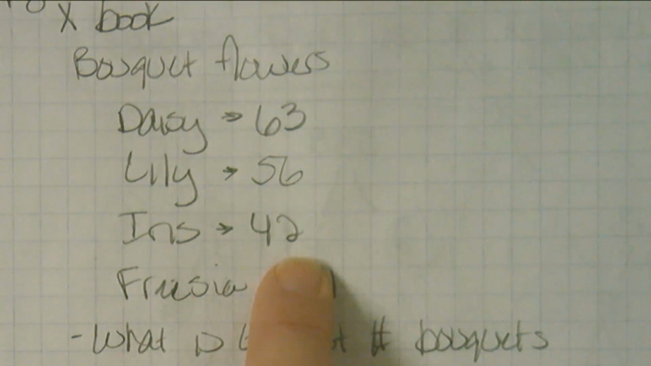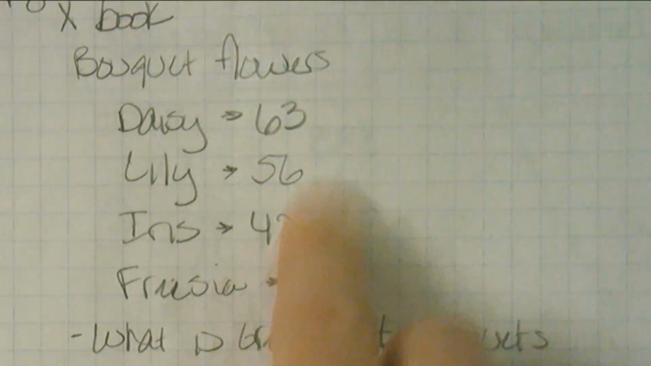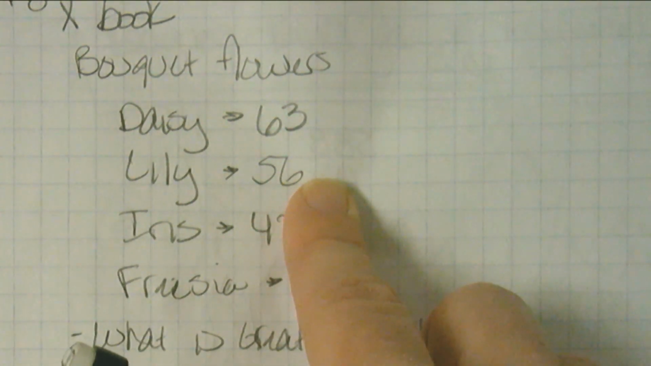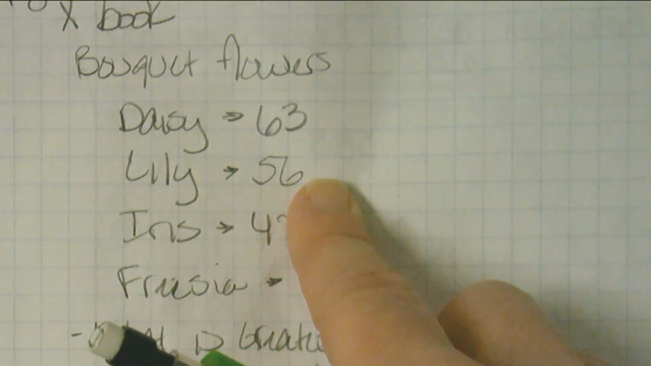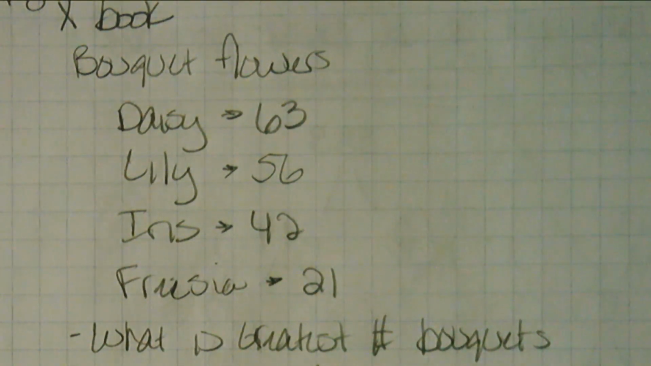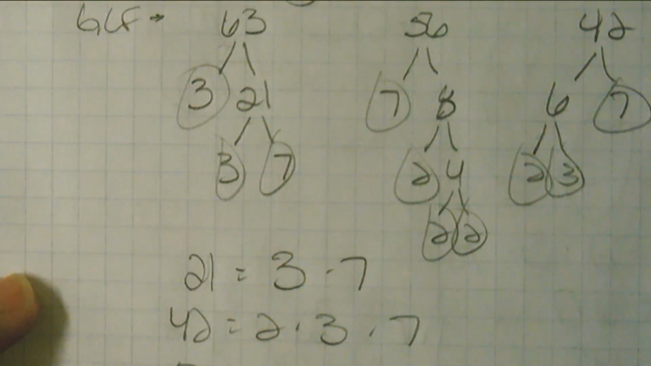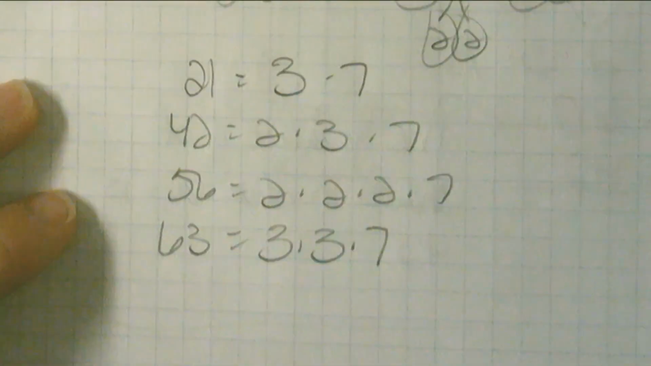All right, how about 42? What's your final prime factorization for 42? Angela? So 2 times 3 times 7, right? Okay. How about for 56? What's the final prime factorization for 56? Alex? Excellent. 2 times 2 times 2 times 7. What's my final prime factorization of 63? Audrey? Excellent. So this is what you guys should have for the prime factorizations once we do our factor trees.